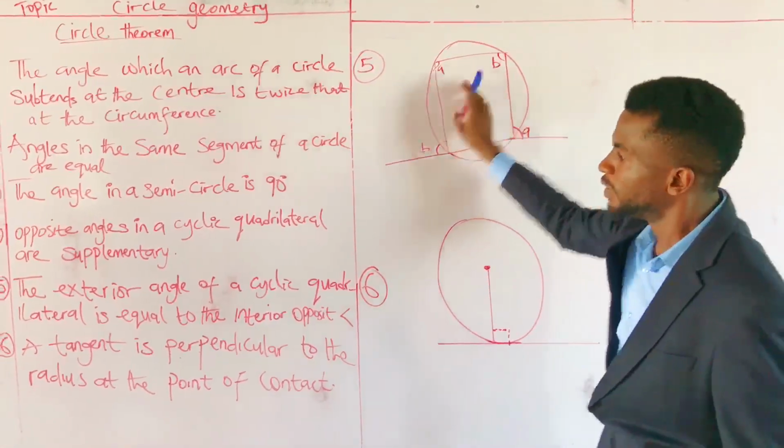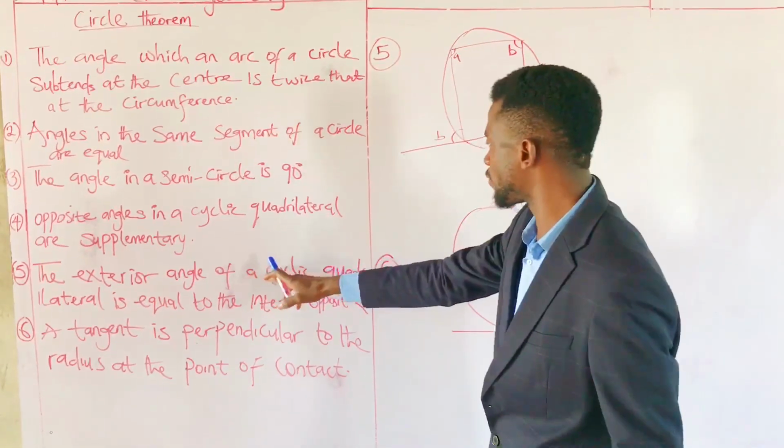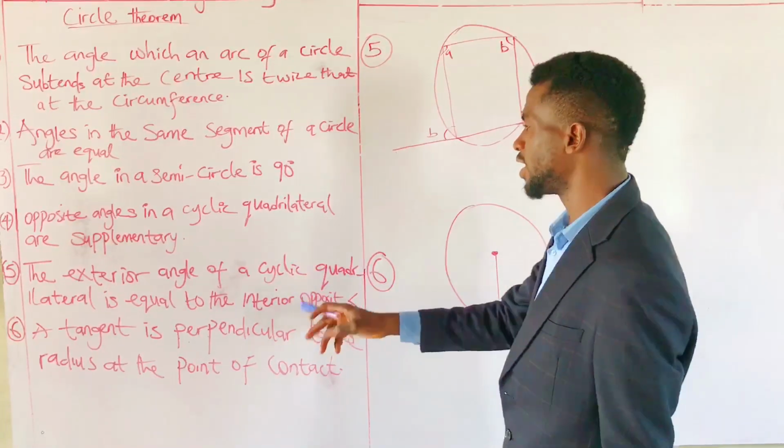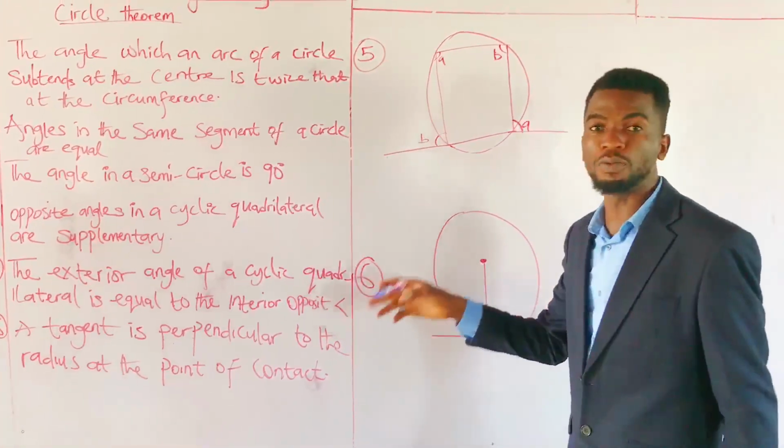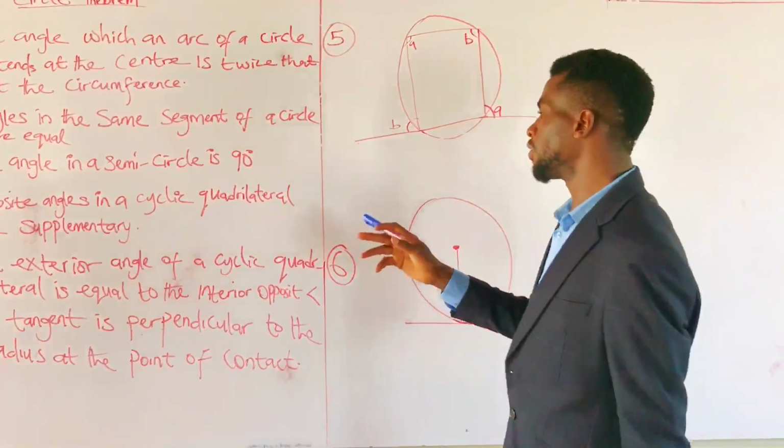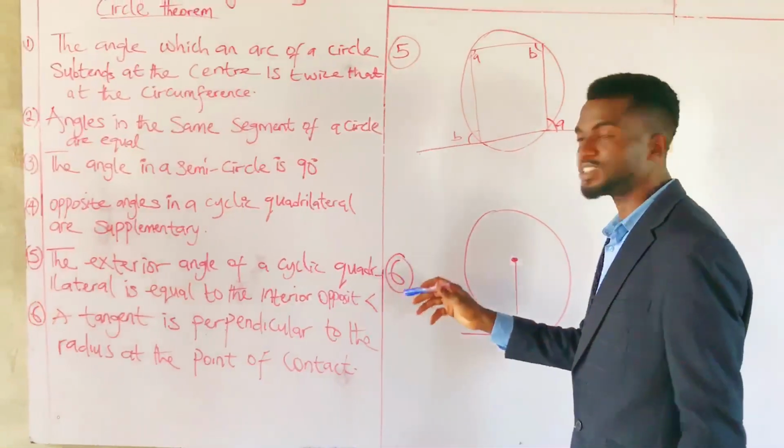Diagram of the fifth law. The fifth law says the exterior angle of a cyclic quadrilateral is equal to the interior opposite angle. The exterior angle of a cyclic quadrilateral is equal to the interior opposite angle.